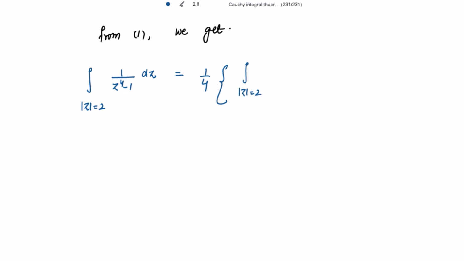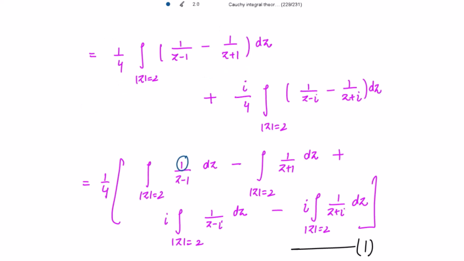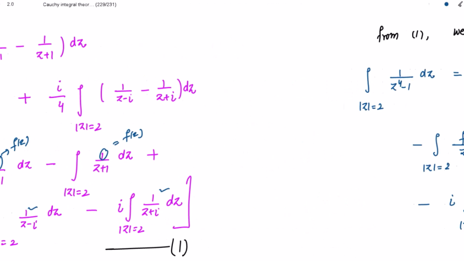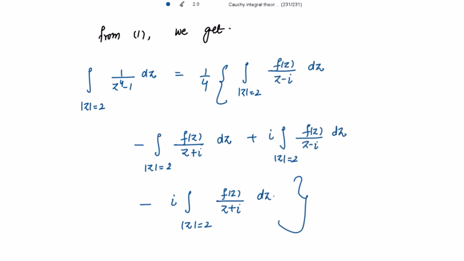So therefore, by Cauchy's integral formula, we are applying this formula in 1. From 1 we have the given integral over mod z equal to 2, 1 divided by z to the power 4 minus 1 dz, which we have split into 4 integrals, right? Multiplied with 1 divided by 4. For all of these, I'm writing f of z. So these are the 4 integrals. And now we have to apply the Cauchy's integral formula for all these 4 integrals.